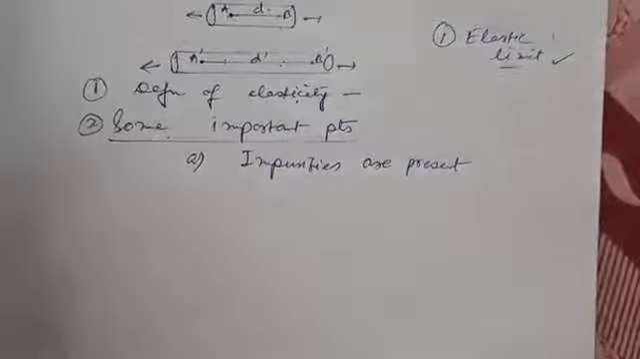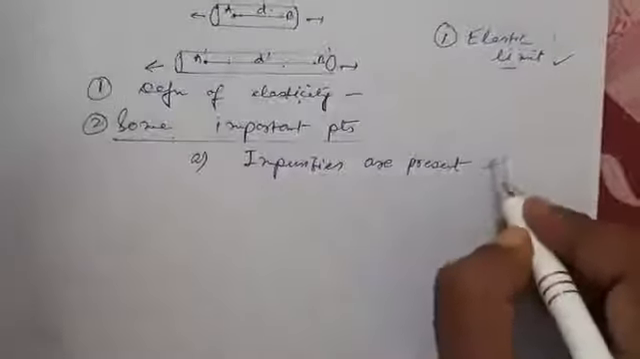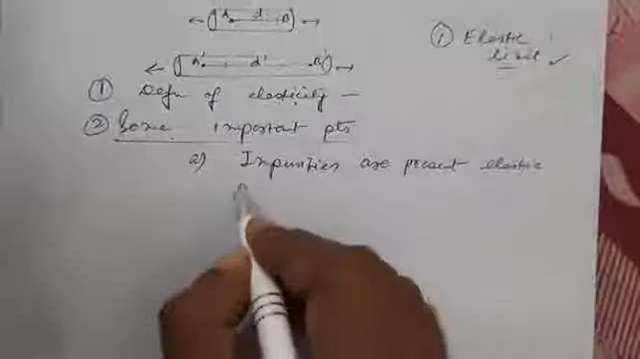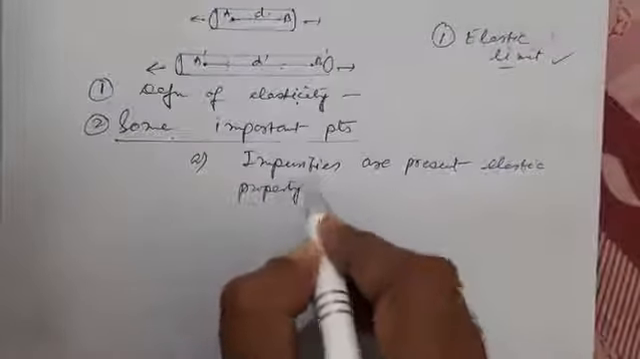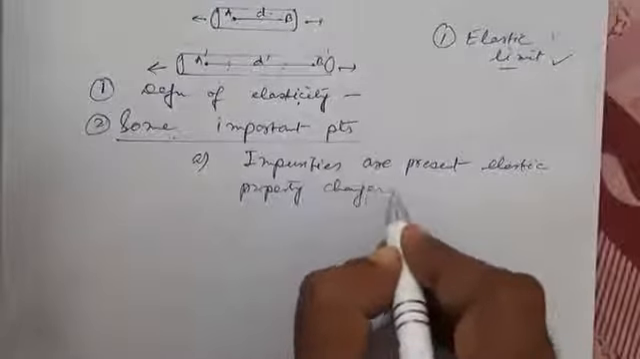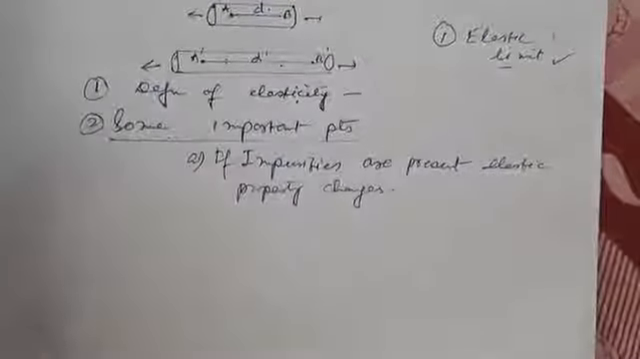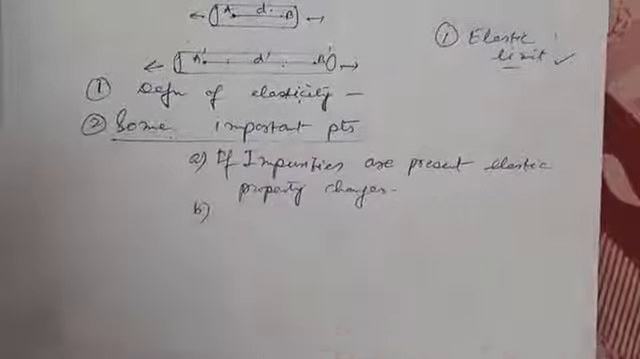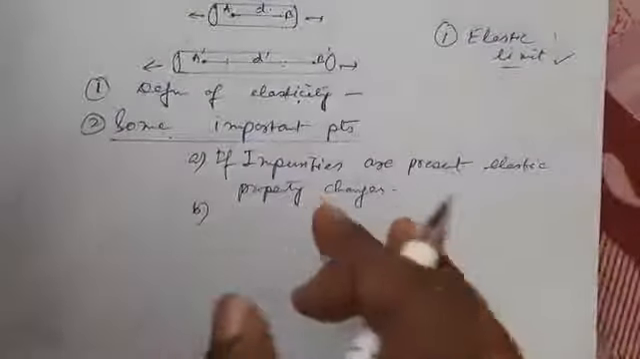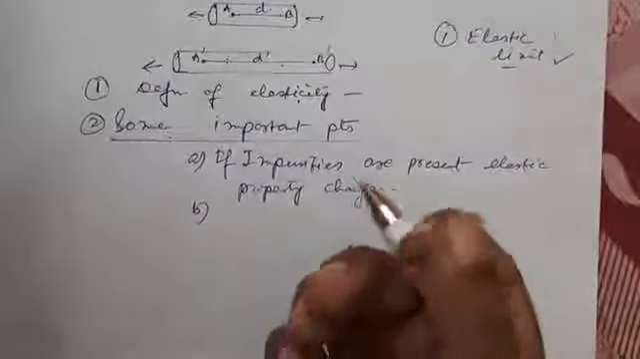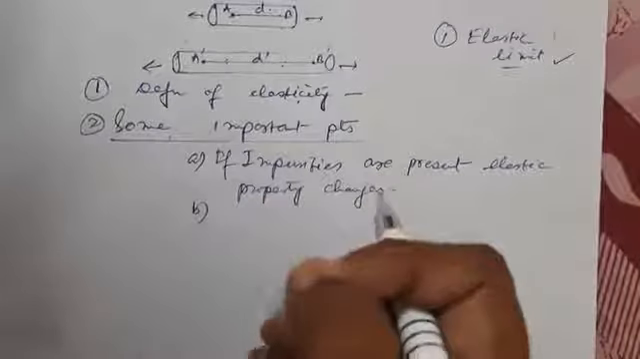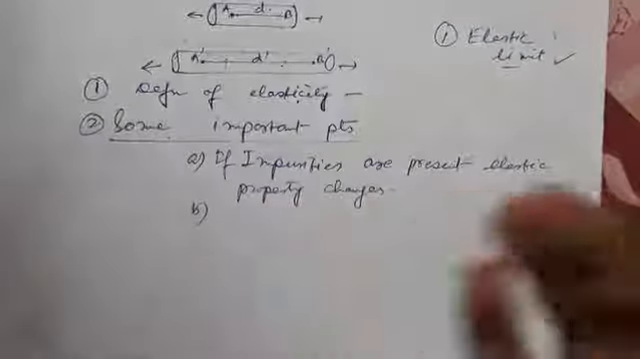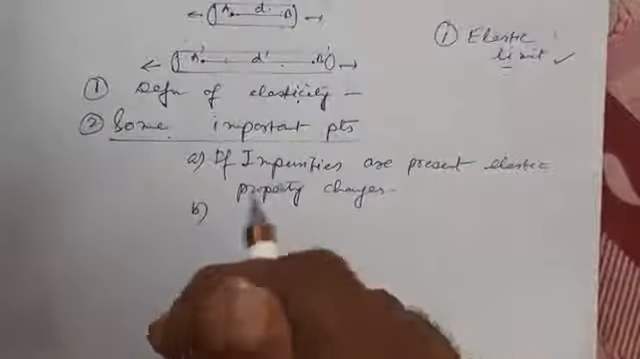If impurities are present in a metal, the elastic property will change. That means the elastic property can increase or decrease according to the properties of the impurities. If the impurity is of a harder material, the elastic property will increase. If it is a softer material, the elastic property will decrease.